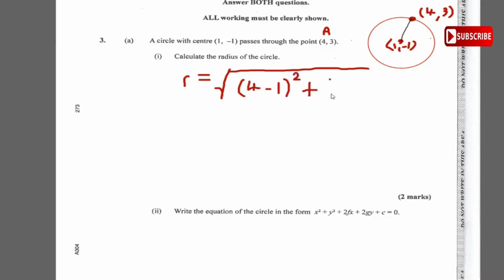So if this is the point (4, 3), then they want the radius. Isn't the radius just the distance from the point on the circle to the center? Yeah, that's the radius. So the radius r is going to be equal to the length of the line. To find the length of the line, it is just the square root of (x2 minus x1) squared plus (y2 minus y1) squared. So it's (4 minus 1) squared plus (3 minus 1) squared.